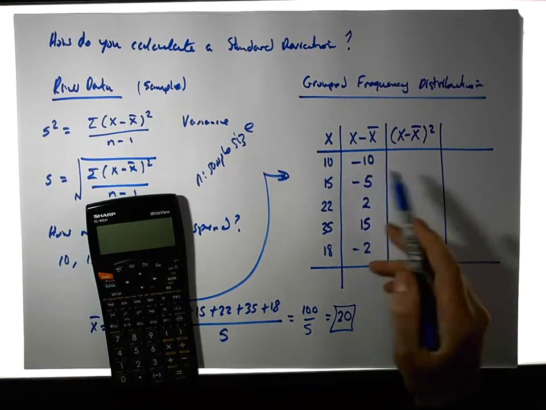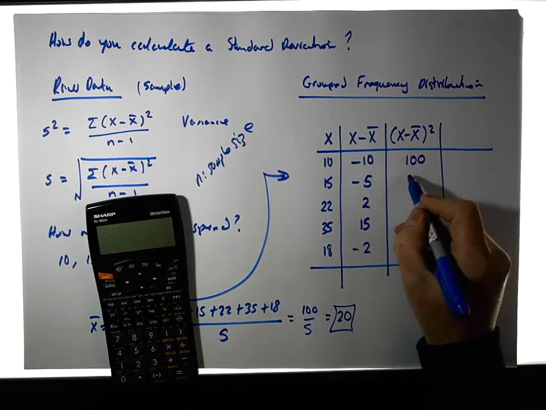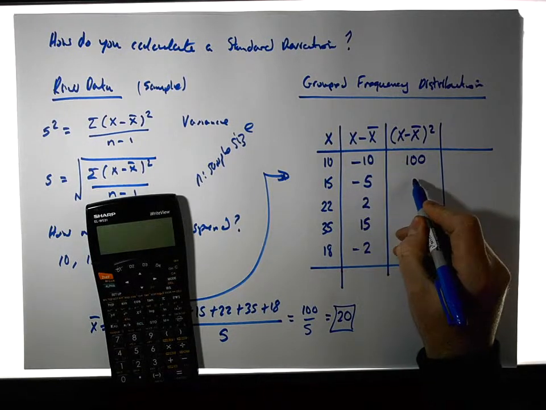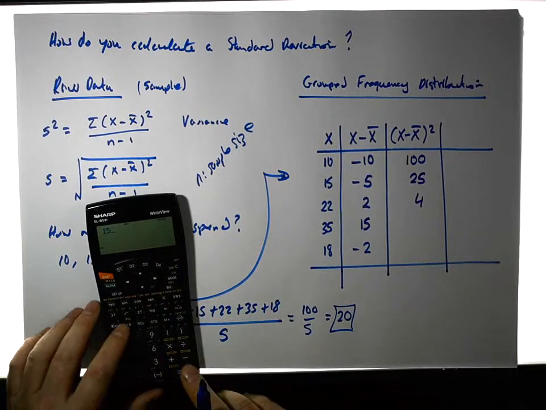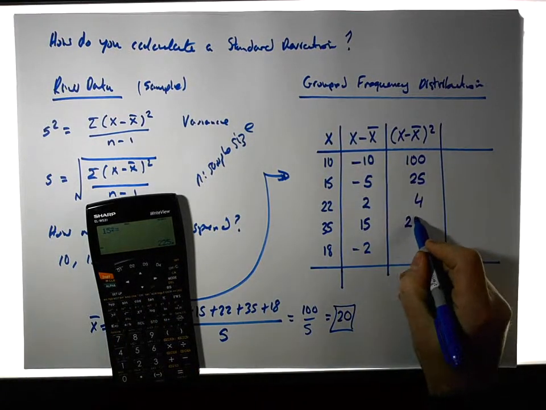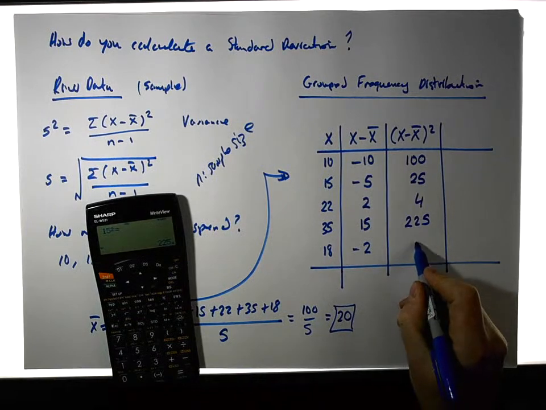You can see that 10 squared is going to be 100. 5 squared is going to be 25. 2 squared is going to be 4. 15 squared is going to be a value of 225. And minus 2 squared is also going to be 4.